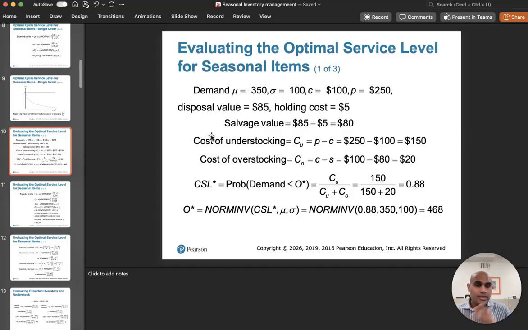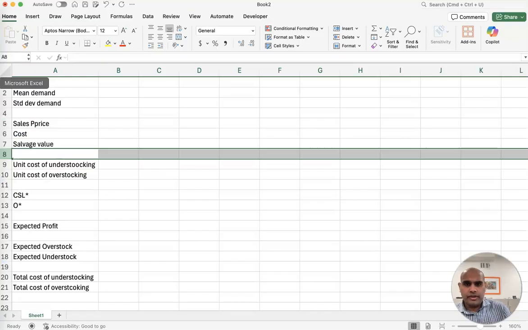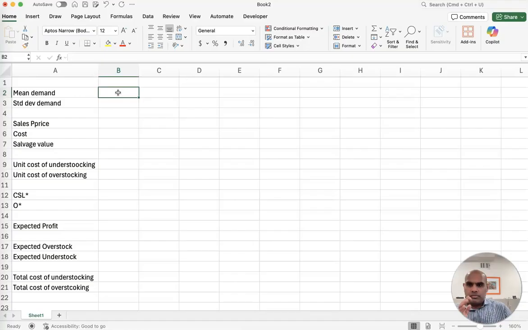So what we'll do now is implement that basic thing. Here's the example where the mean is 350, standard deviation is 100. Sales price is 250, cost is 100, and the disposal value is 85 with a holding cost of 5. So let's include all of this to calculate the values that we have. I set the Excel sheet up, and this is a standard way of setting it up in this case.